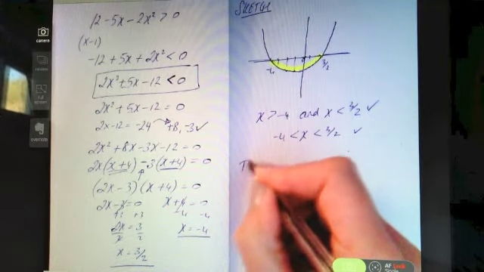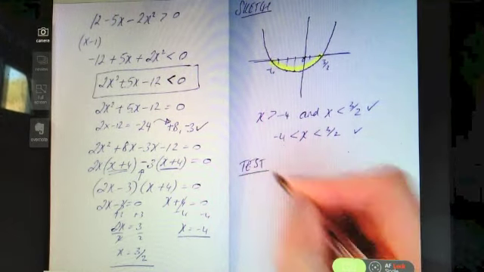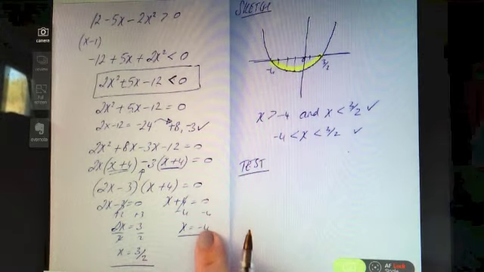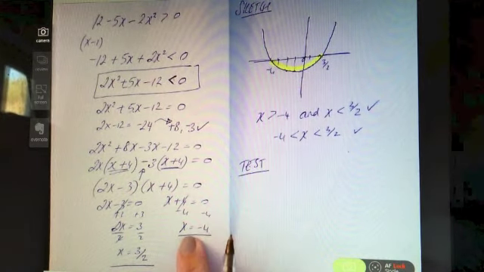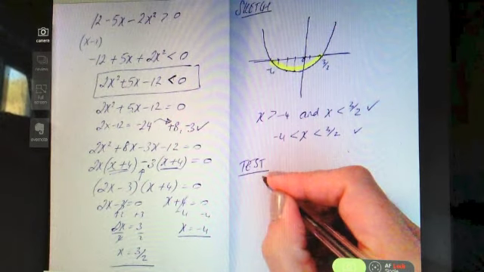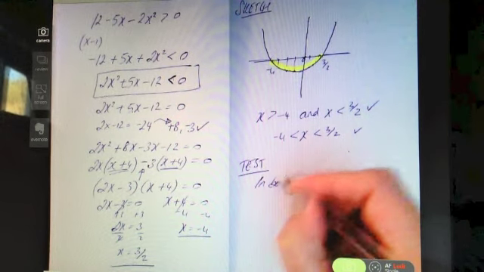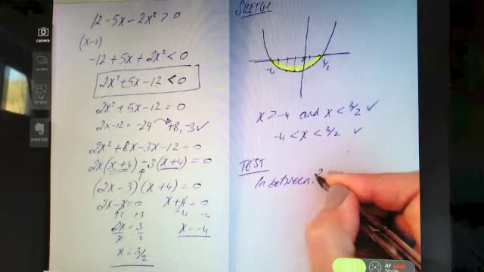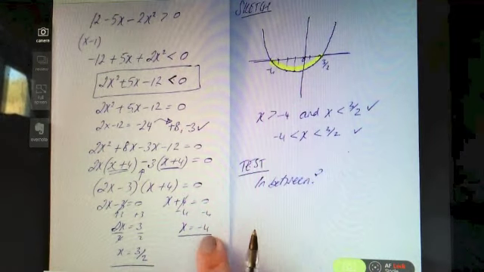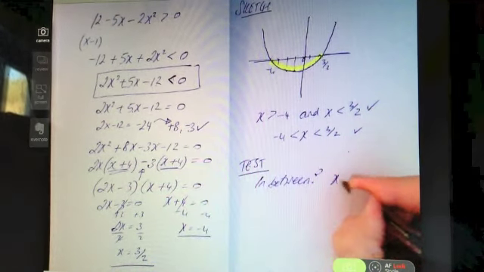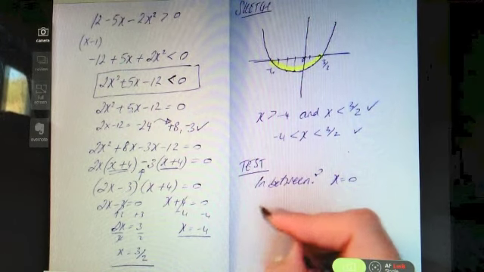So that's sketching, or if you prefer to test it, again, you've got your two roots. You've got x equals 1.5 and x equals minus 4. And let's say we're going to test in between. So we consider a value in between 1.5 and minus 4. So 0's in between. Let's test that nice easy value.